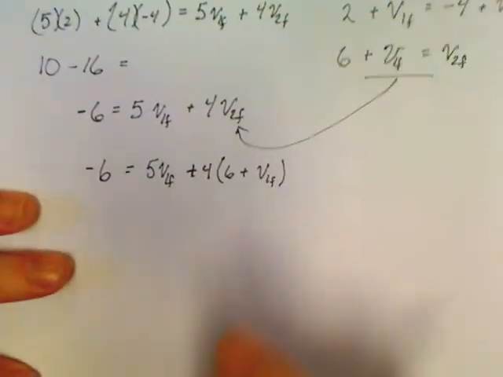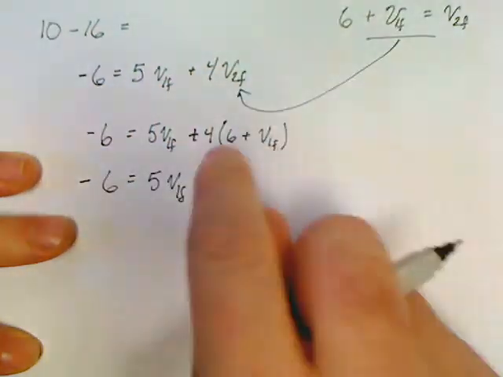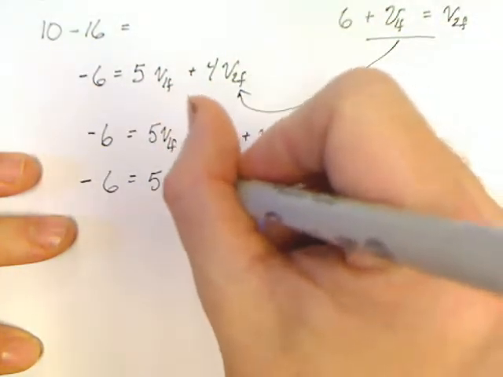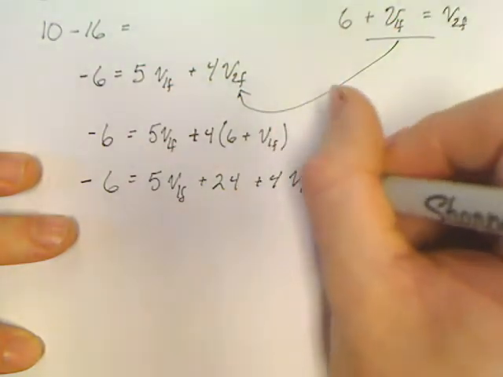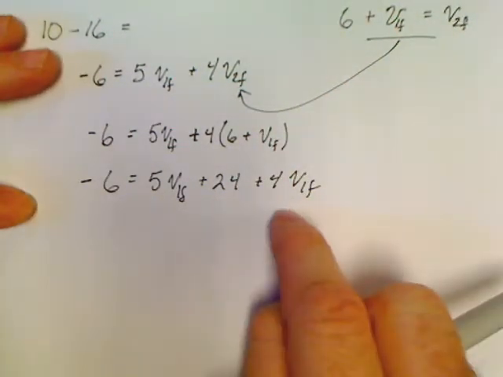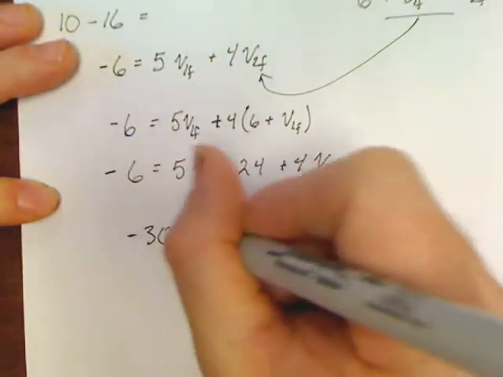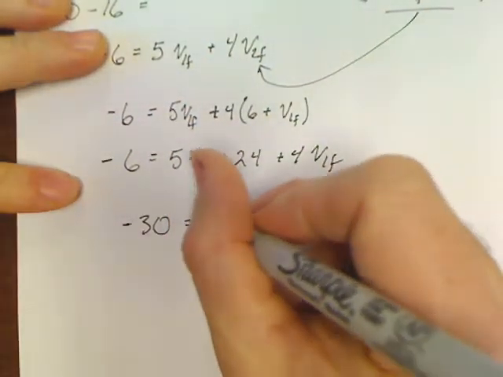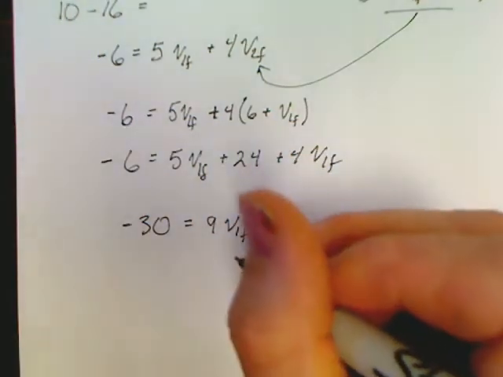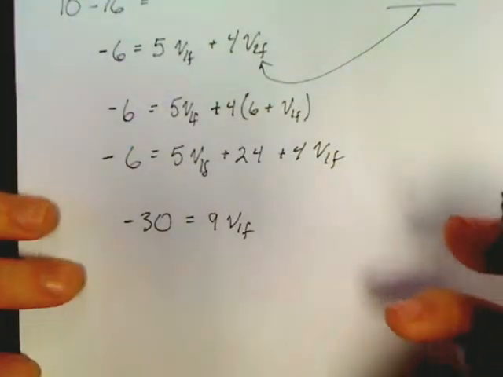So that's 5 V1F. Boy, you can tell I got a little dyslexia. I just did this whole problem backwards. Anyway, negative 6 equals 5 V1F, 4 times 6, distribute this, 24 plus 4 V1F. Combine like terms. Subtract 24 from both sides. We end up with negative 30 equals 9 V1F. So we've got negative 30 divided by 9, 3.333333.